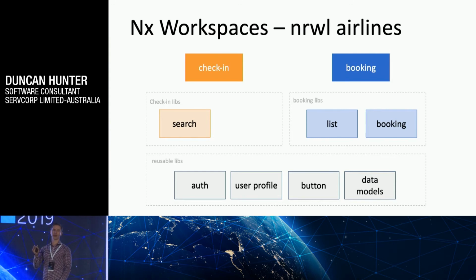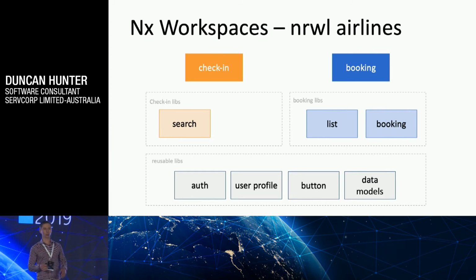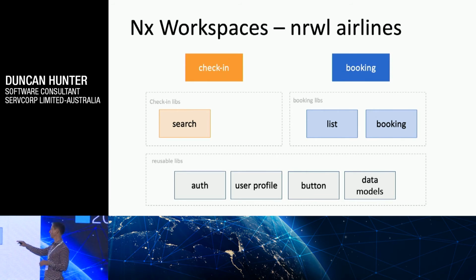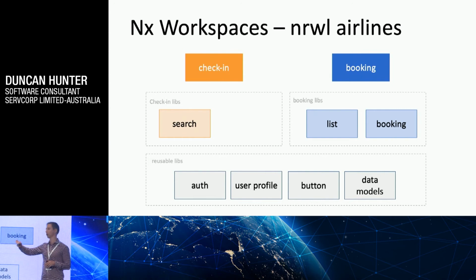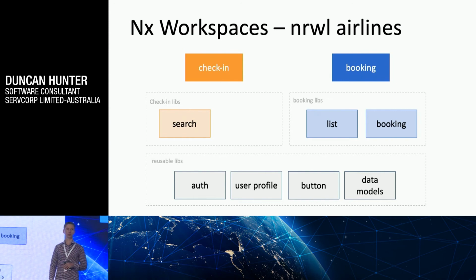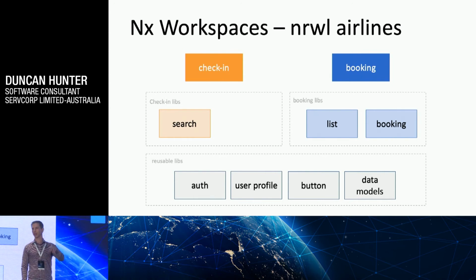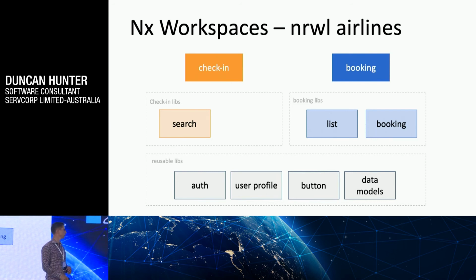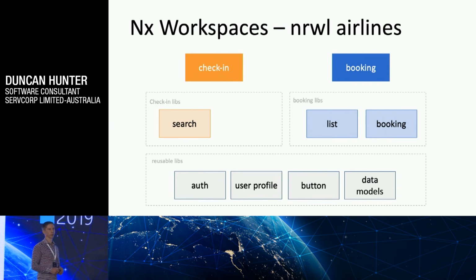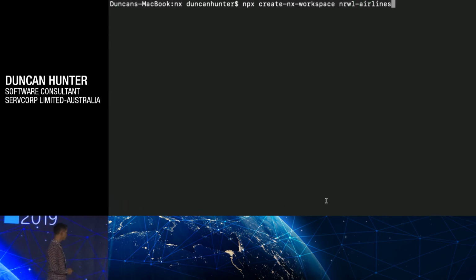Narwhal Airlines, it's a fake app that they talk about in their canonical book about how to do monorepos. And you could imagine here that you'd have 2 apps, a check-in app and a booking app. And then you might have some specific libs that are just for those apps. And then you might have a bunch of shared libs at the bottom here that both of them are using. So authentication, user profile, maybe something that shows them how to update their email components, or maybe data models like your interfaces from your back end.